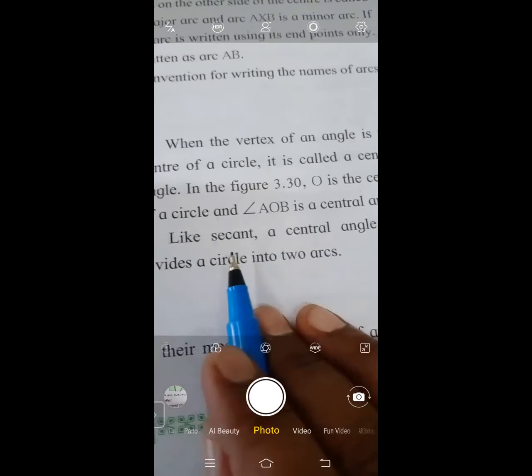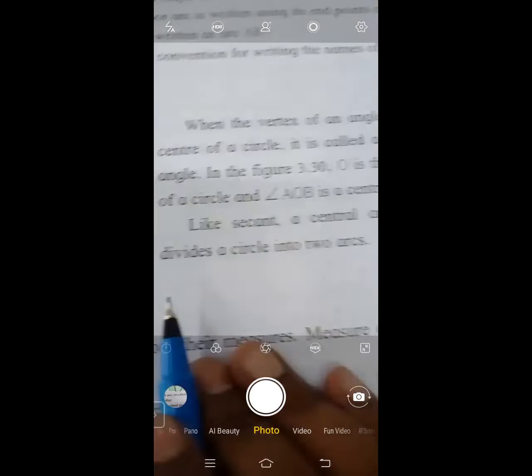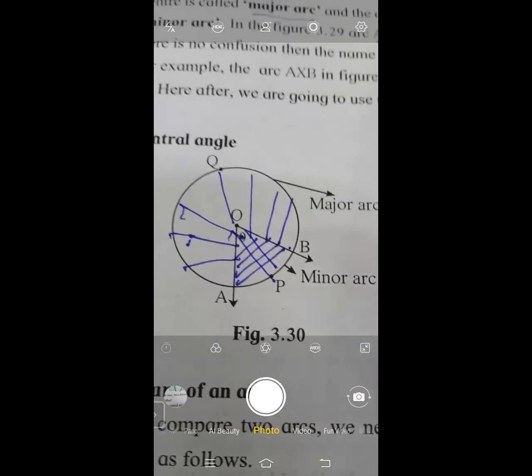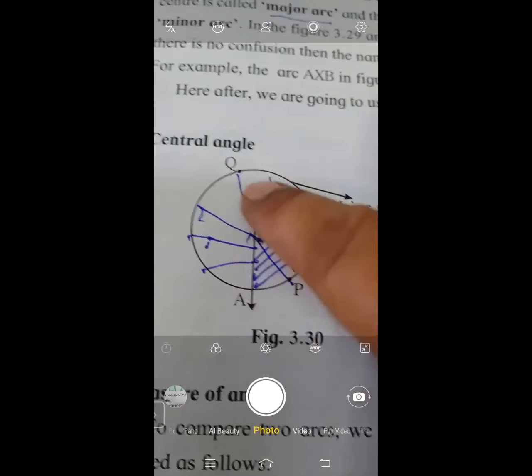Like a secant, a central angle also divides a circle into two arcs. Here the secant was dividing the circle. Now a central angle is dividing the circle into two parts. This is one part of the circle and this is another part. You can see the different designs made, which signify that these are two different parts.